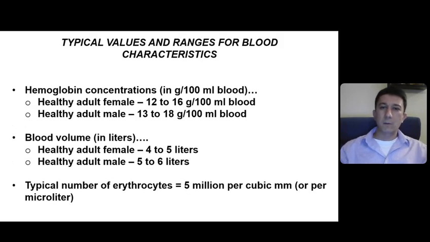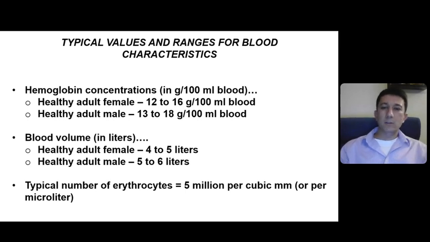So let's look at some typical values and ranges for some of the attributes of blood. We'll start with hemoglobin concentrations. Hemoglobin is the protein in the erythrocyte that's carrying oxygen. So the measure of the amount of hemoglobin in the blood gives us kind of an indirect measurement of how well the blood is able to carry oxygen.